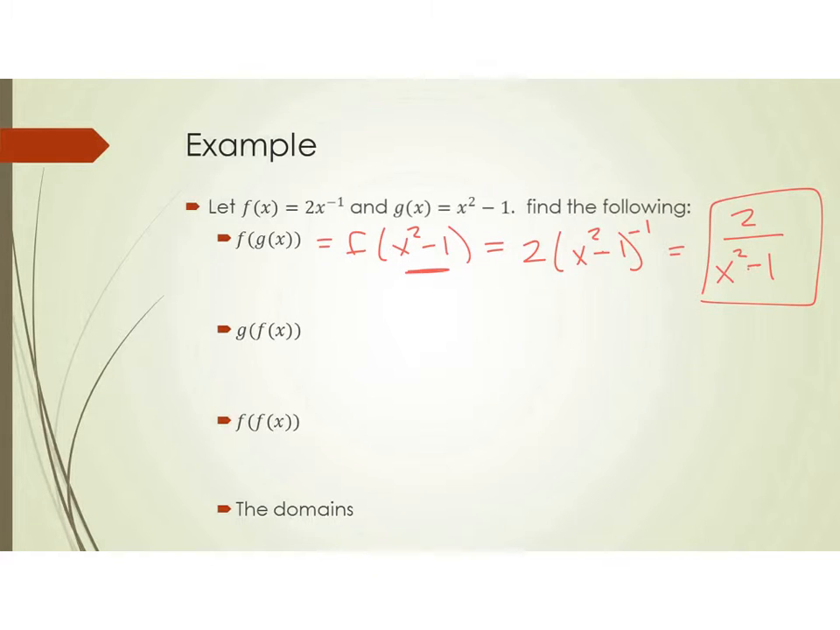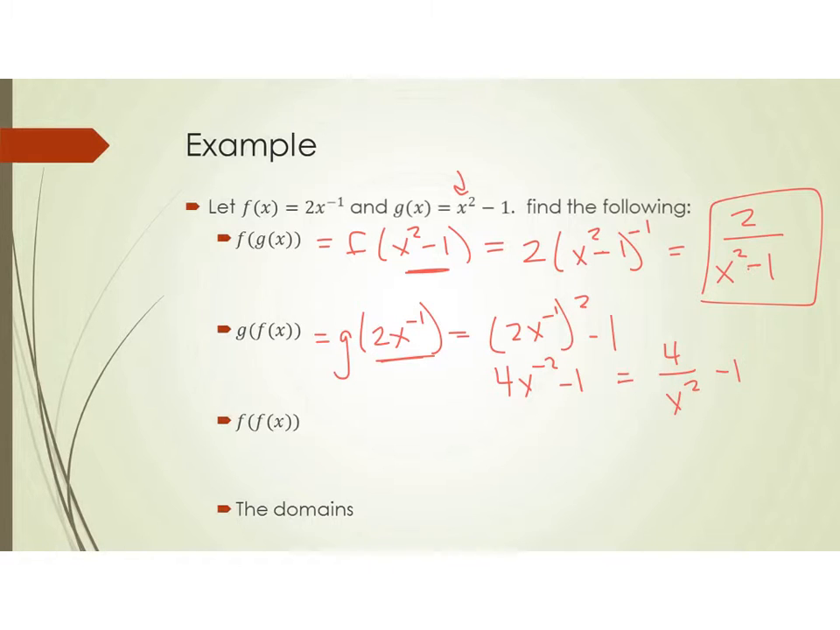So now for g of f of x, first of all, I'm going to suggest you replace the f of x in the middle. So it's going to be 2x to the negative 1 is where your f of x was. So then I'm going to evaluate g, and every time I see an x, I'm going to put 2x to the negative 1. So it starts with an x, so it's going to be 2x to the negative 1 squared minus 1, and then we can simplify. This is going to be 4x to the negative 2 minus 1, which is going to be 4 over x squared minus 1.